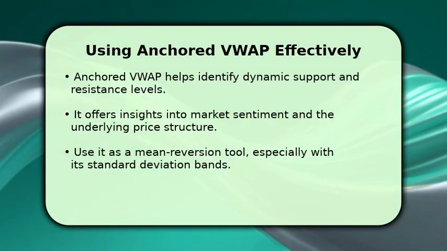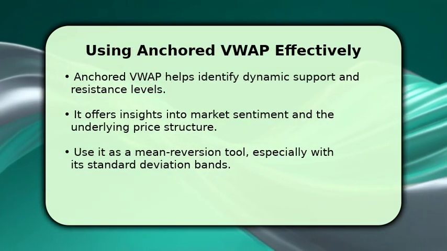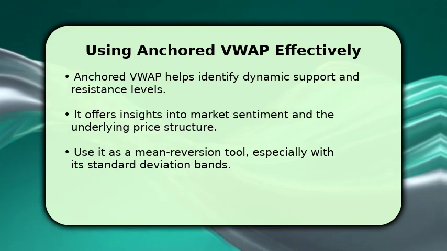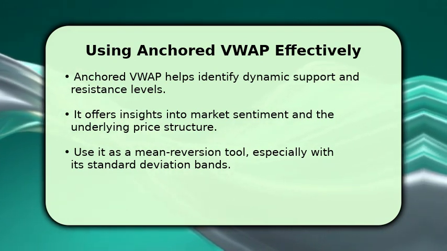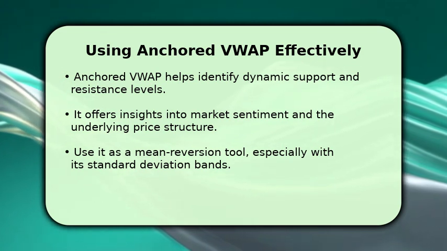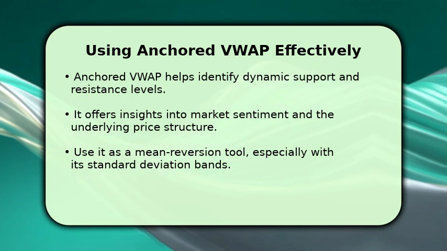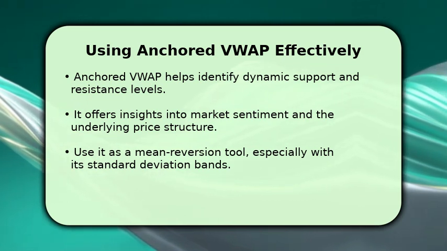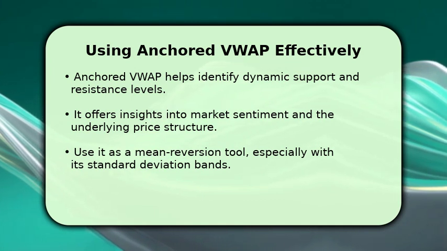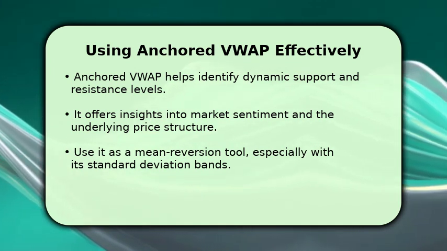Anchored VWAP is a versatile tool for market analysis. It helps pinpoint dynamic support and resistance levels, providing a clearer picture of market sentiment and price structure. Many traders use it as a mean reversion tool, especially when observing price reactions around its 1 or 2 standard deviation bands. Pay close attention to how price interacts with the main VWAP line and these bands.